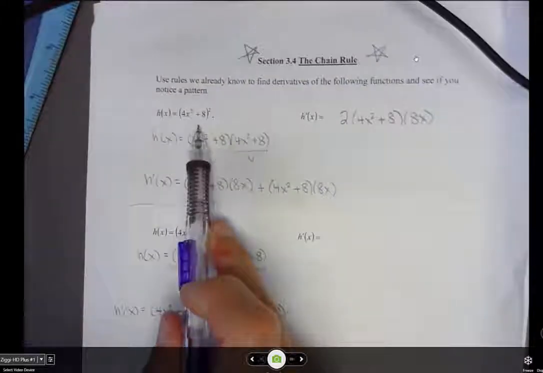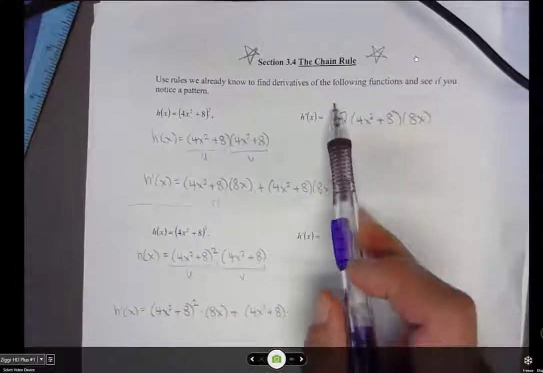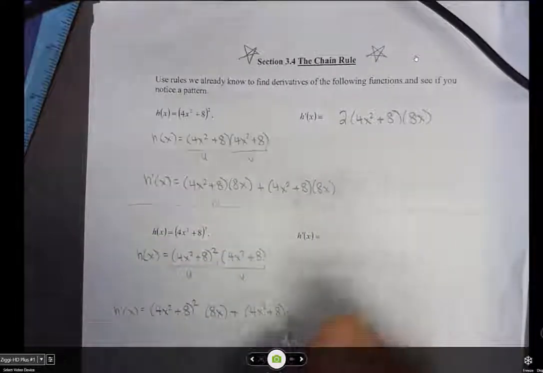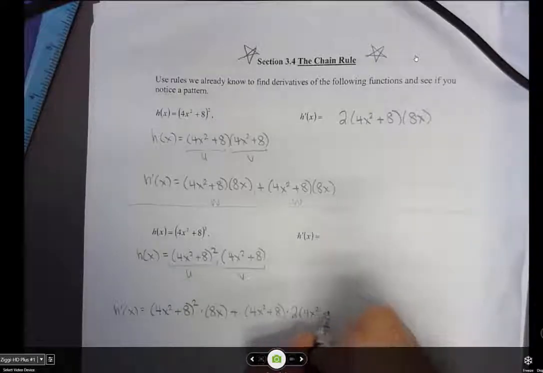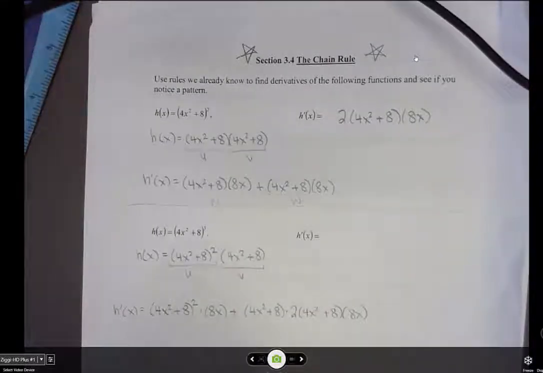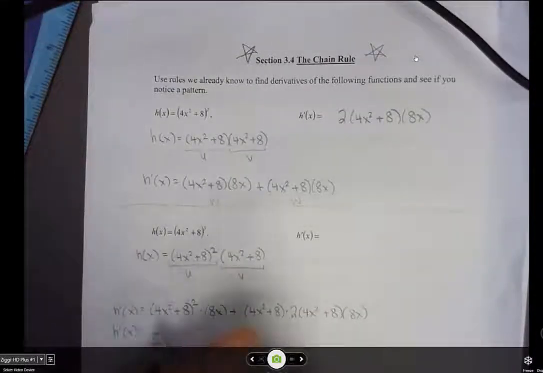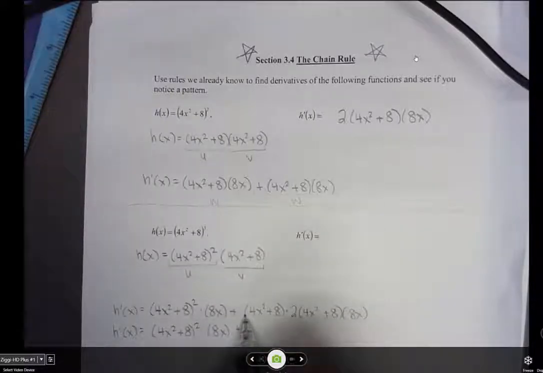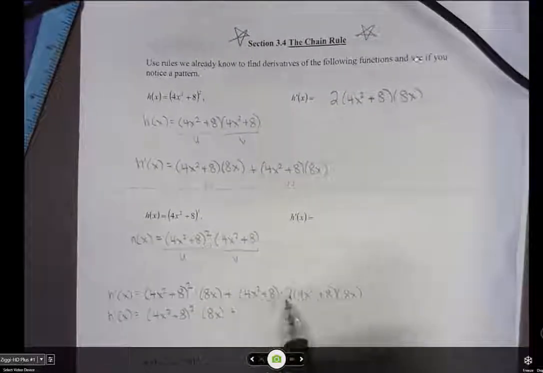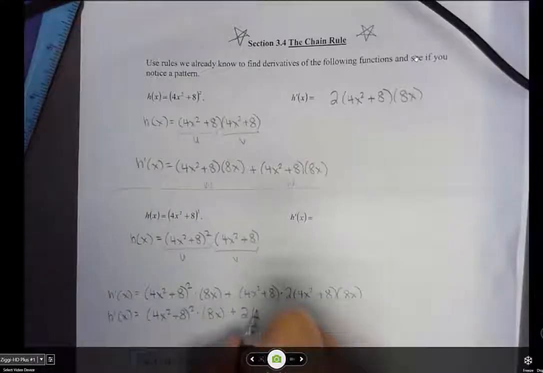Okay, well, here's u, which is exactly what we had in the first one. So u prime is this. We just found the derivative of that. So 2 times 4x squared plus 8 times 8x. Okay, so I am going to rewrite it slightly. So I'm going to leave the first half just like it is. But then I'm going to multiply these two together and just write it as that parentheses squared. I'll have the 2 in front. So 2 times 4x squared plus 8 squared times 8x.